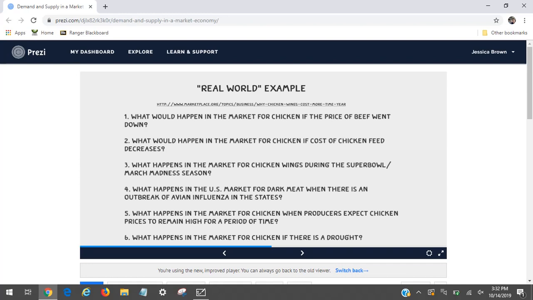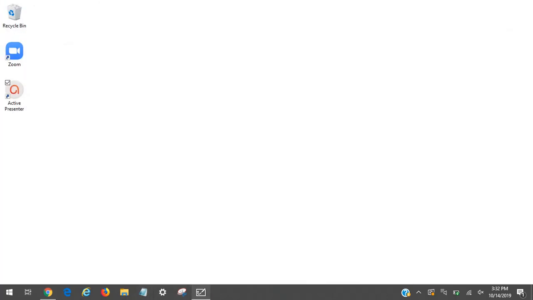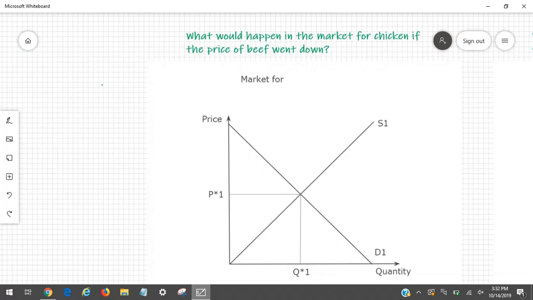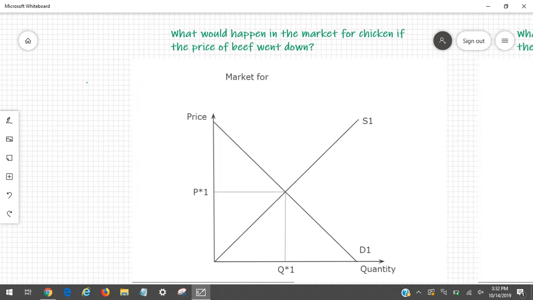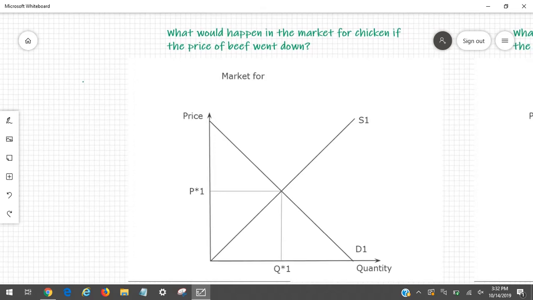And so I'm going to work 5 of these problems for you, just so you can get used to the process of drawing shifts in supply and demand, and you can see what I'm looking for when I assign these types of problems to you. Okay, so I've copied these same questions over into my whiteboard, and I'm going to attempt to draw the shifts of the curves. I'm not good yet with drawing on this computer, but I'll do my best.